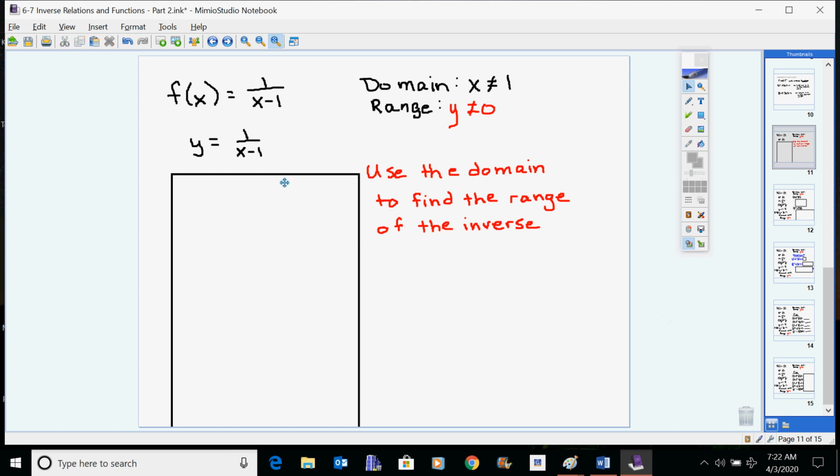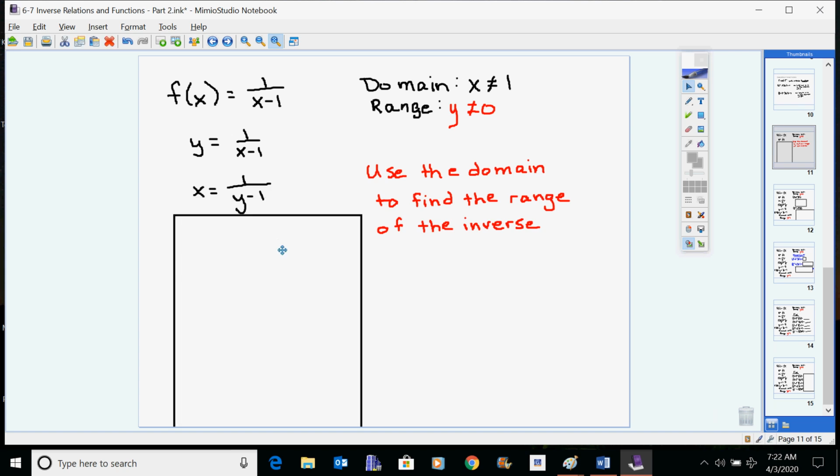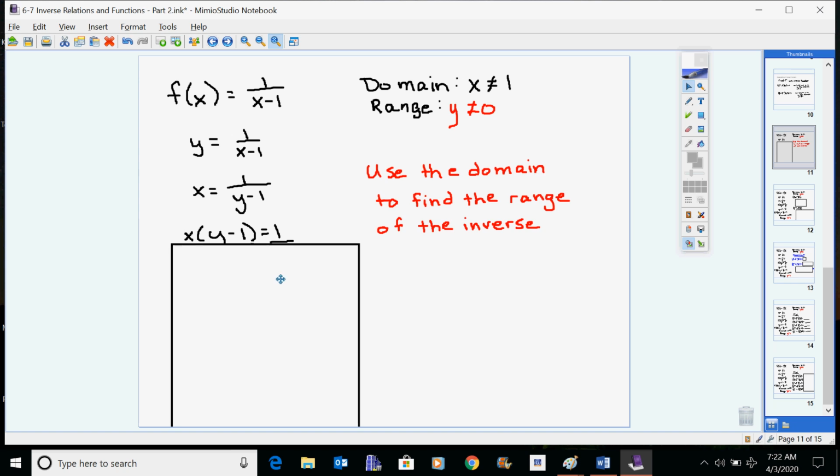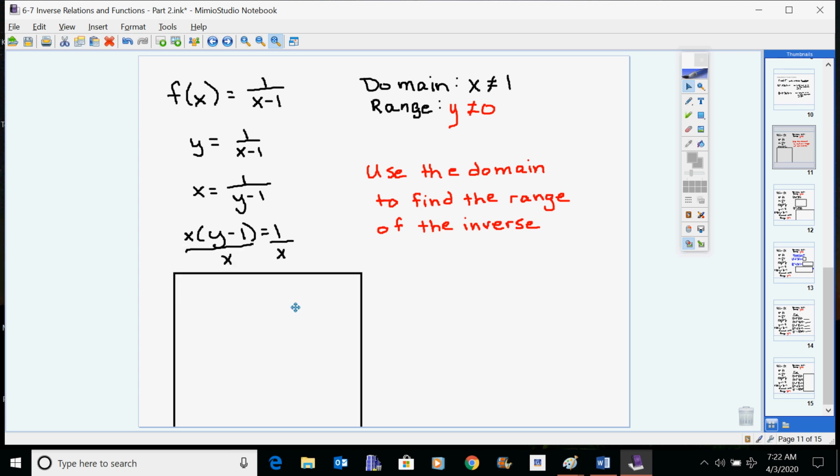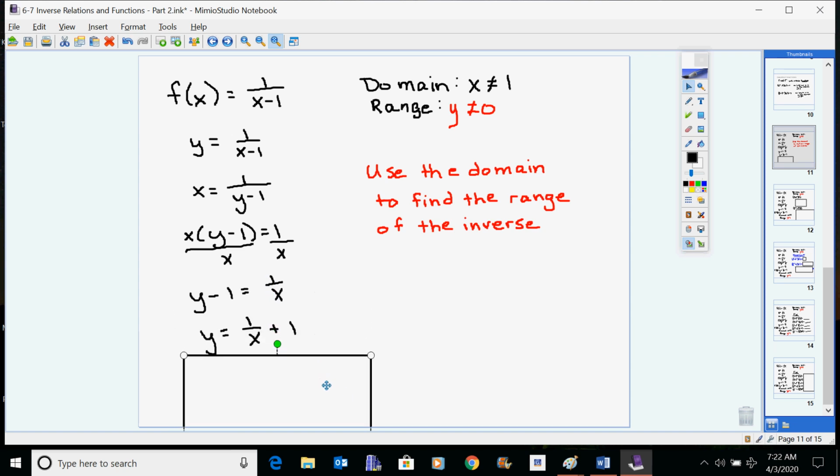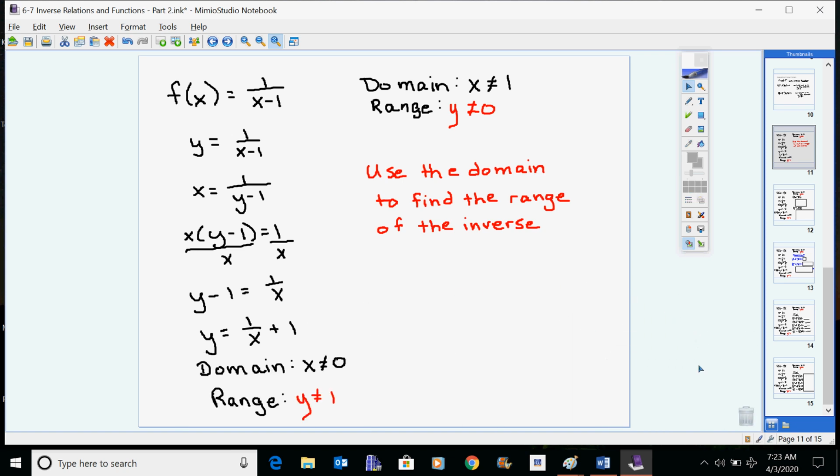So let's take a look here. y equals 1 over x minus 1. We switch the values and we solve. We could multiply both sides times y minus 1. And then we can divide both sides by x. And then add 1. And here's the interesting thing: we really couldn't find the range of this one until we found the domain of this one. This one kind of popped in and I said I would explain in a minute why that's true. Well, here's why. Our domain produces our range for this.